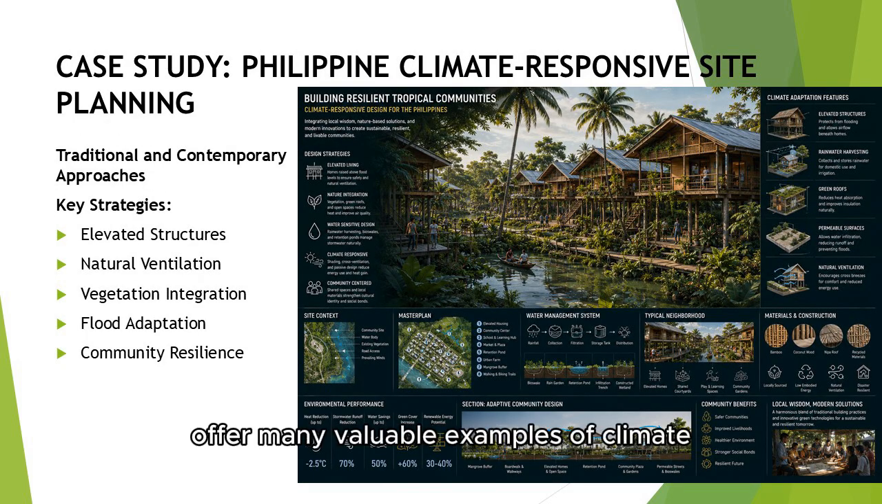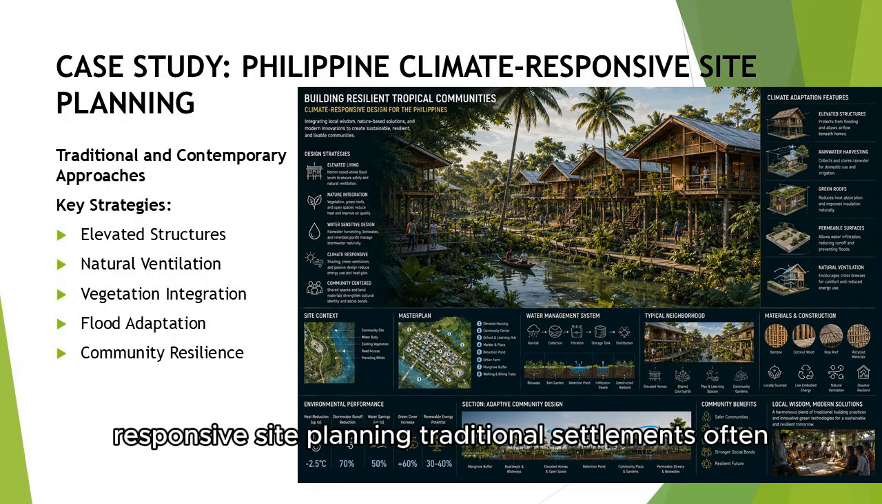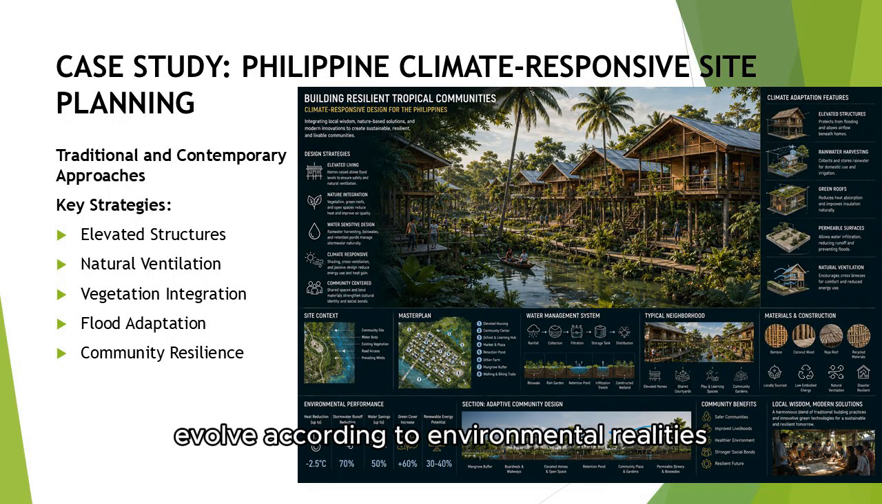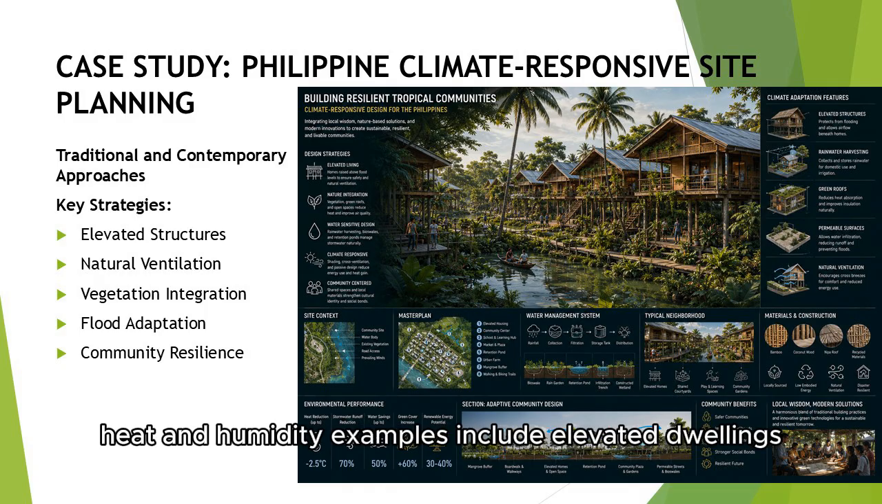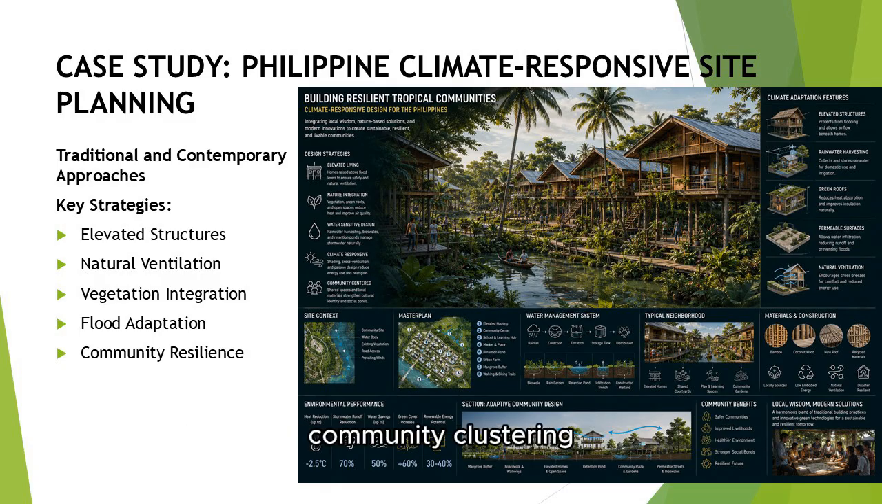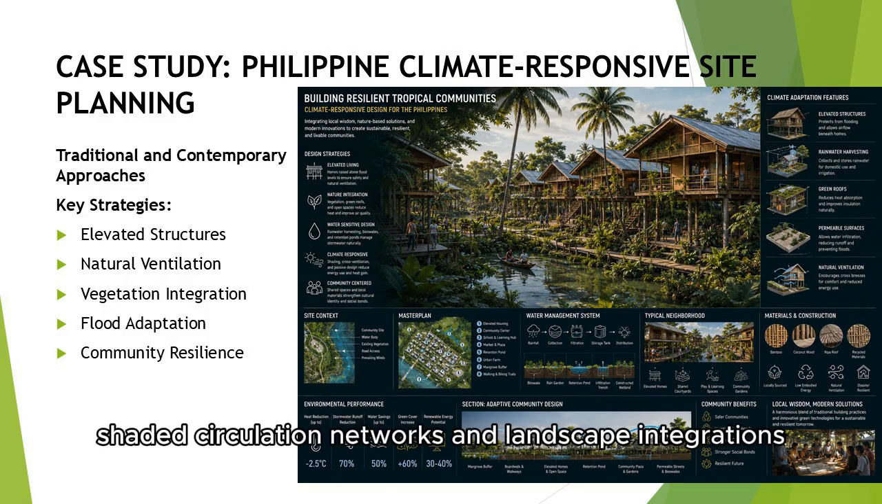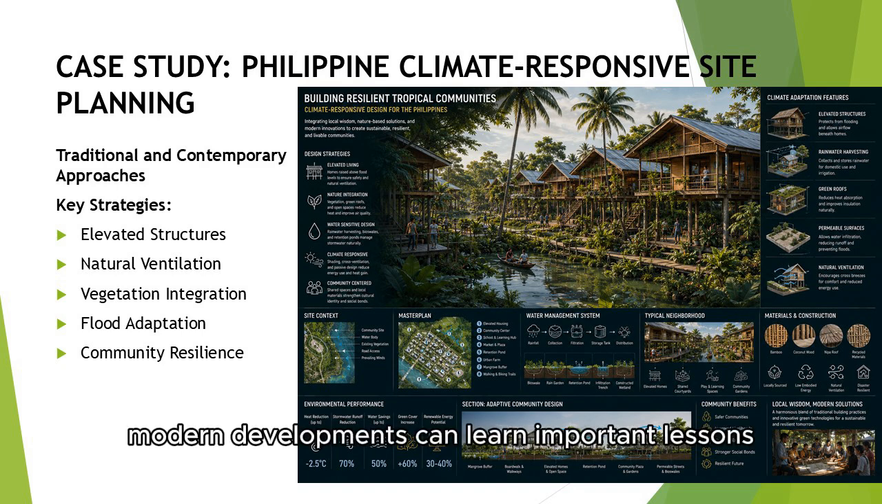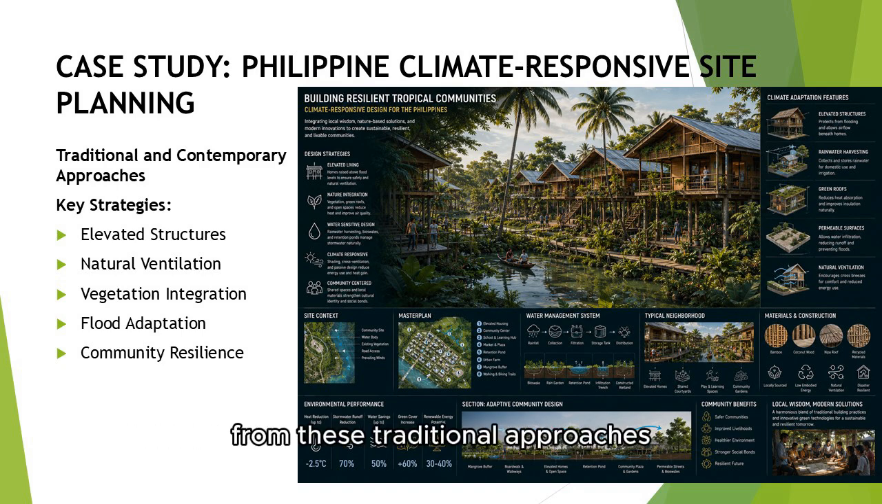The Philippines offers many valuable examples of climate responsive site planning. Traditional settlements often evolved according to environmental realities. Communities adapted to flooding, monsoons, heat, and humidity. Examples include elevated dwellings, community clustering, shaded circulation networks, and landscape integrations. Modern developments can learn important lessons from these traditional approaches.